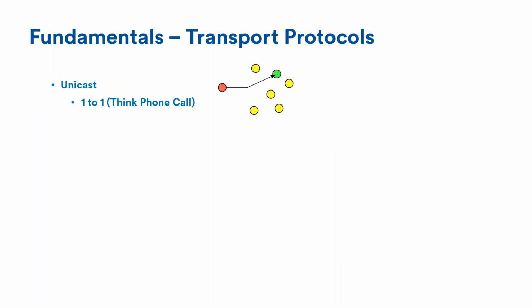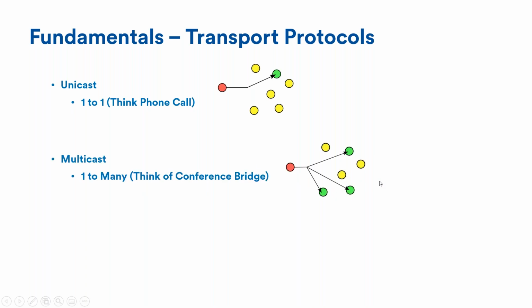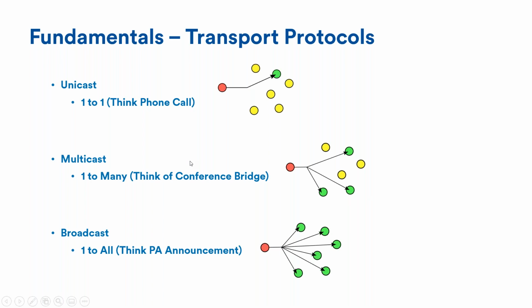Transport protocols. This is something that we're going to talk a lot about when we talk about server sizing. The transport protocols generally spoken of regarding video include unicast. Unicast is a one-to-one relationship. Think of it as making a phone call to an individual. There's also multicast, which is one to many. You can think of that as a conference bridge, kind of like what we're on right now. And then there's broadcast, which is one to all. You can think of that as a PA announcement.